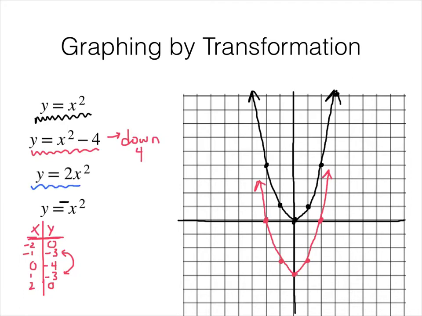Y equals 2x squared. So again, let's make our little table of values. If I plug in negative 2, negative 1, 0, 1, and 2. All right, negative 2 squared is 4 times 2 is 8. So negative 2 is going to be all the way up at 8. So I think I know what this one's going to do. I think it's going to make it taller.